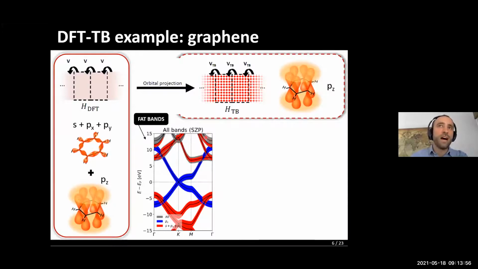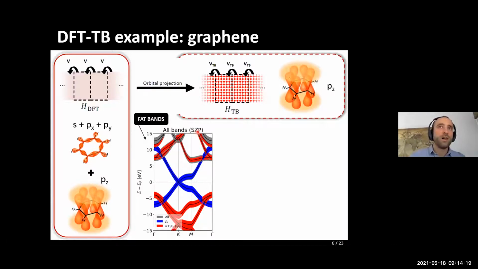You can also see some other gray areas. That's because the original basis set in DFT was a single zeta polarized. So you also have polarization orbitals, which give some contributions in the unoccupied bands. This is the so-called fat bands analysis of the band structure. Now, this is for the single zeta polarized calculation.